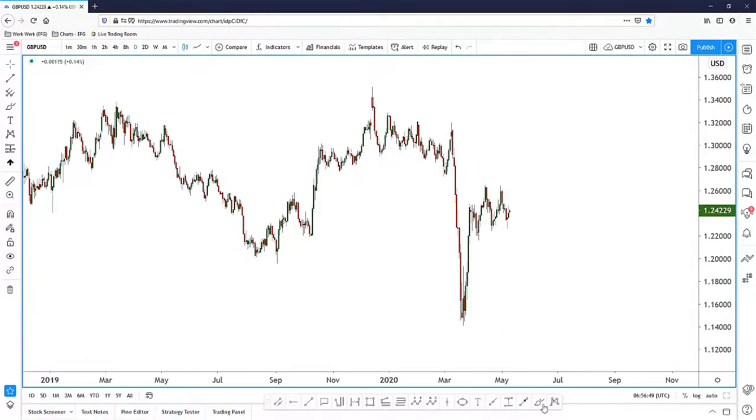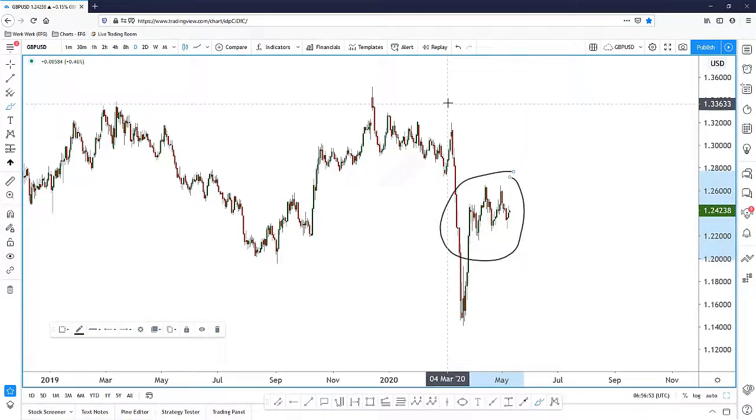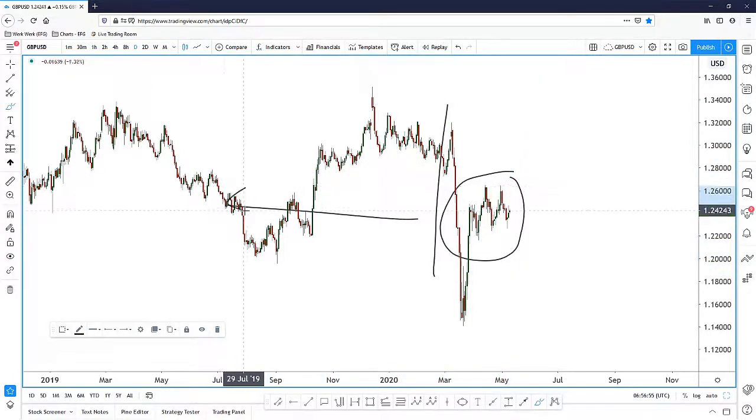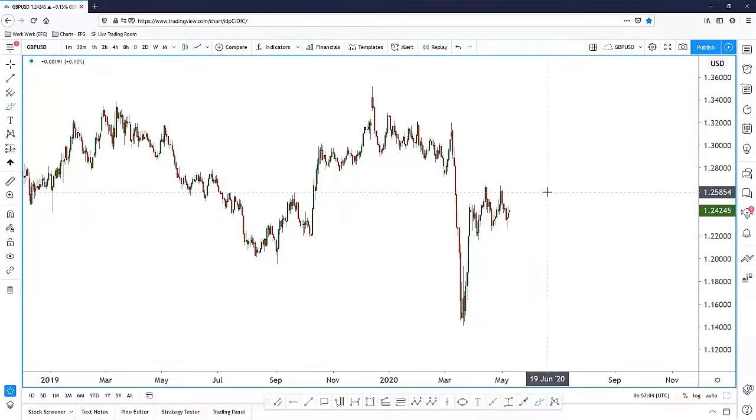So what we have here is the daily, and as with all technical analysis, we want to focus on the current prices. Price action in the past is important. However, it's the current prices that determine whether prices will go up or down. All right, with that, let's look at the daily.